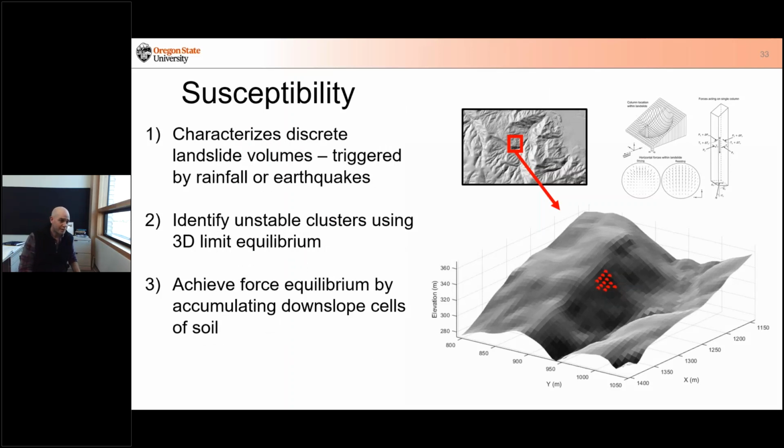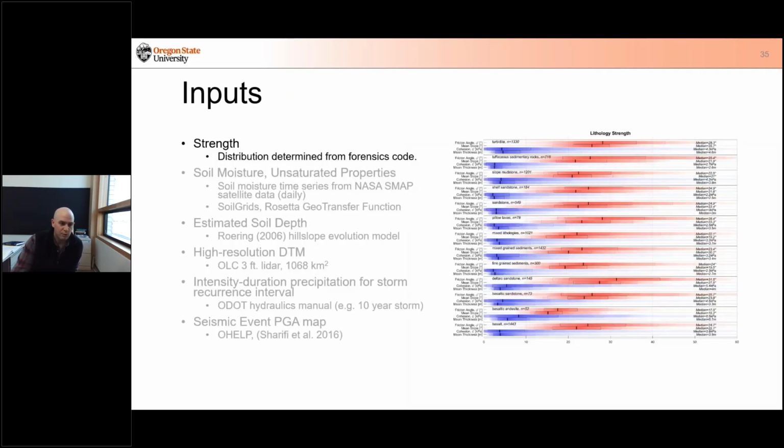The susceptibility analysis takes the landscape, and it will take clusters of already unstable cells triggered by rainfall or earthquakes, and it will grow them. It will entrain material necessary to achieve equilibrium, force equilibrium specifically, using the same approach we used before. We use the inputs of our strength distributions. We can use that for susceptibility and evaluating uncertainties.